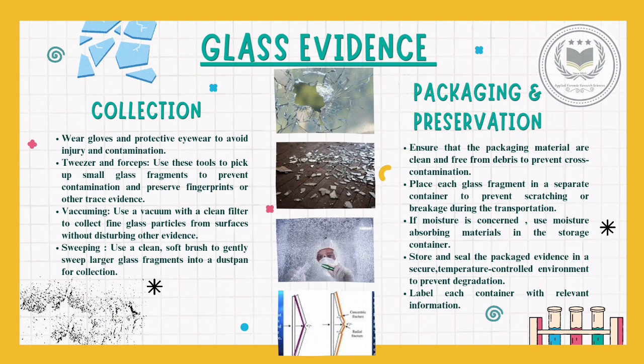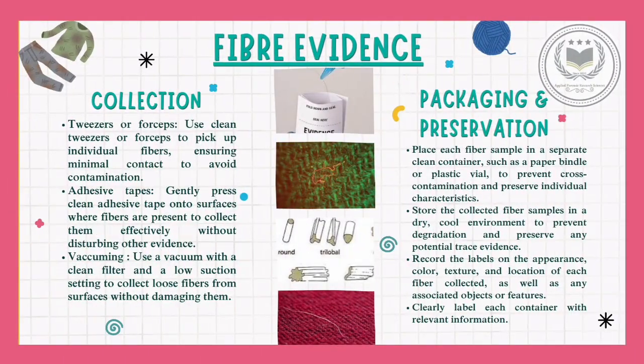The packages must be labeled and sealed properly to prevent any degradation and to maintain the chain of custody. Next physical evidence is the fiber evidence. It may include any type of cloth piece or fiber samples that are found at the crime scene. The collection method is somewhat similar to that of what we studied for glass evidences.